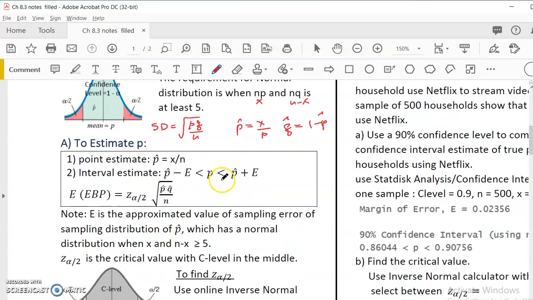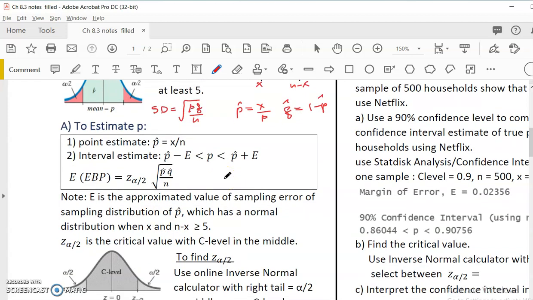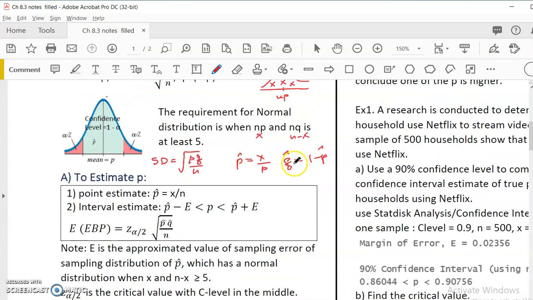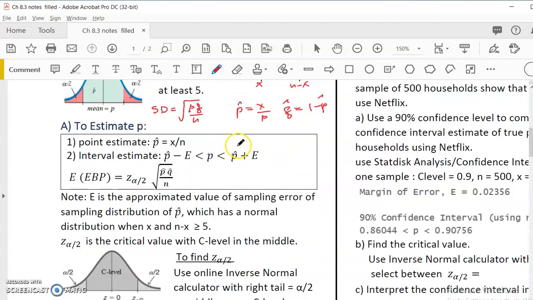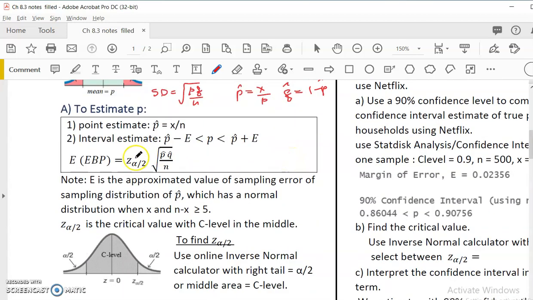So here is the summary of what we talked about. It's all based on the fact that x can be normally distributed, by looking at the graph of how x behaves under the criteria of x greater than 5 and n minus x greater than 5. The interval estimate would be p hat minus e to p hat plus e, because we have the plus and minus notation. If you want to estimate p, it would be p hat plus or minus e, where e is z alpha over 2 times the square root of p hat q hat over n.